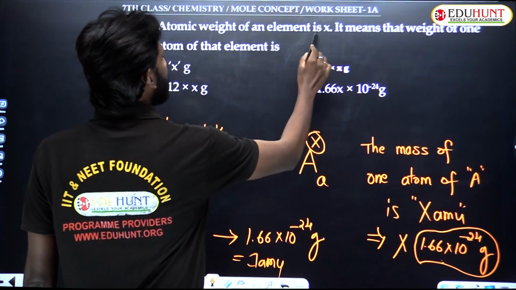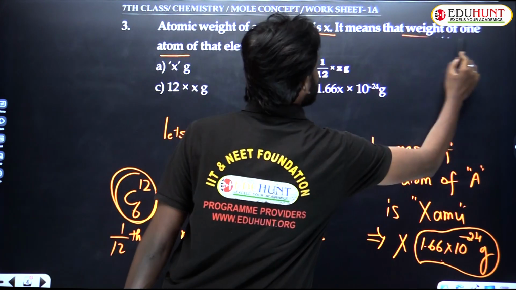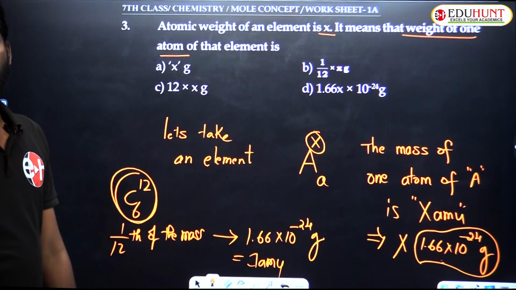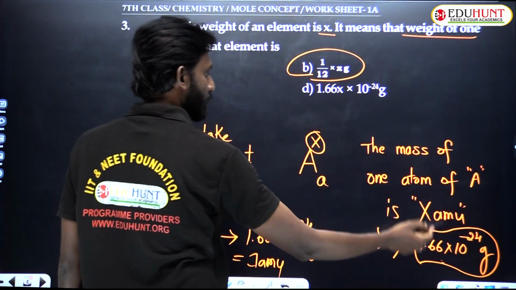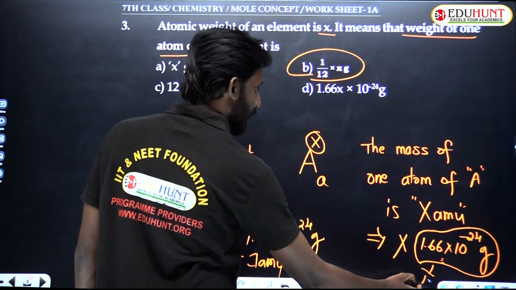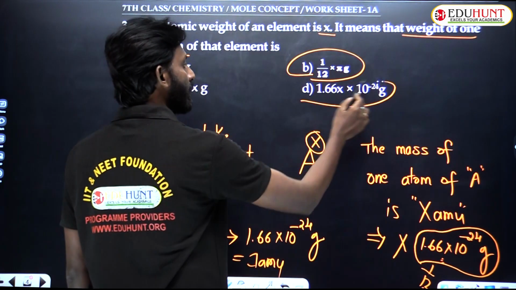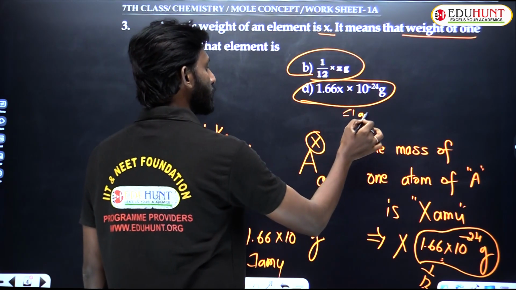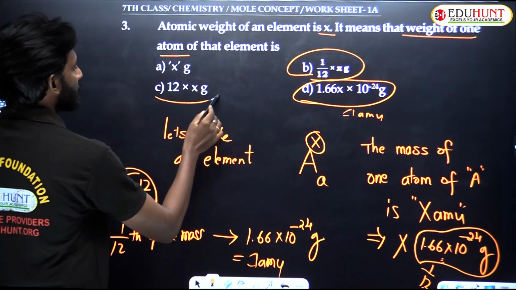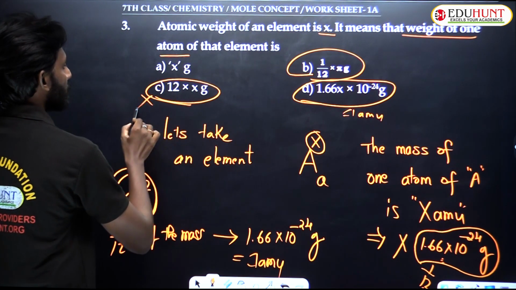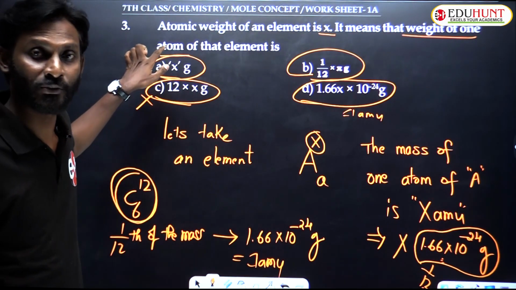The atomic weight of an element is X. If it is X, it means the weight of one atom. We need the weight of one atom, which is this 1/12th into X. But this is not the answer, because this is the mass of just 1 AMU. And X gram is also not the answer. It's a blunder. That's a different thing; it's the mass of 1 mole. Do you remember the concept?